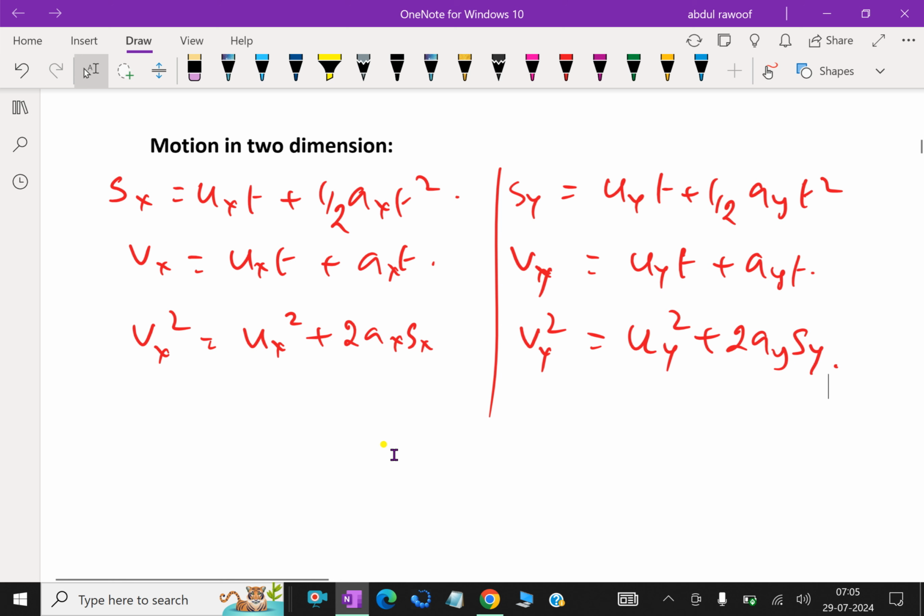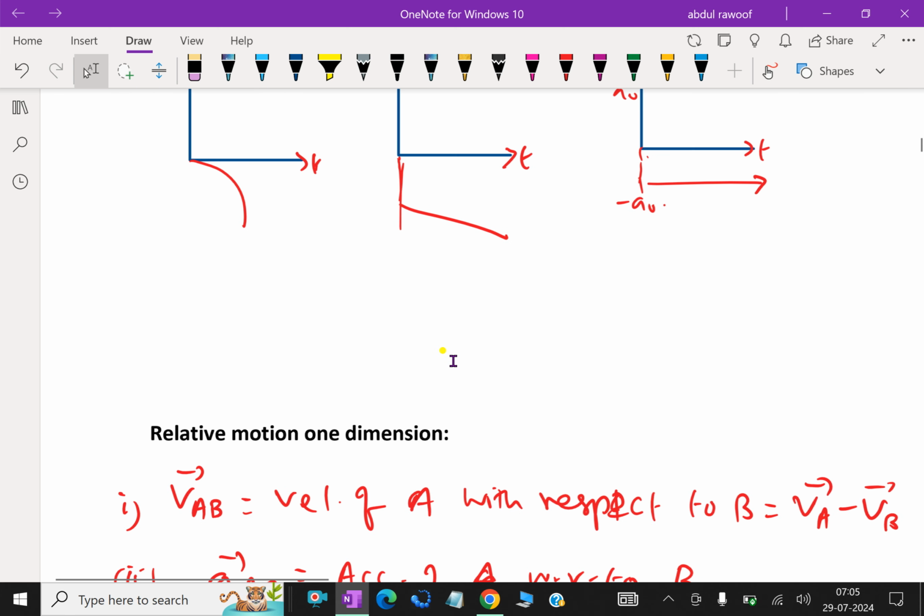Now, so far we have discussed some important formulas and their explanation in kinematics.